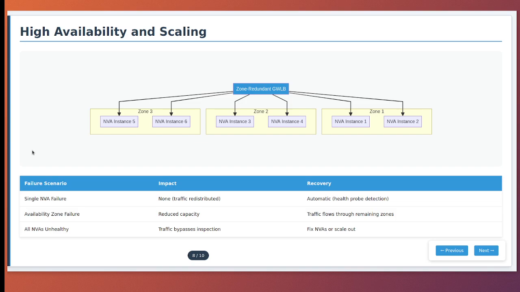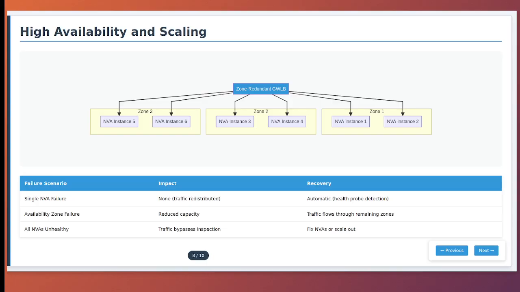The scaling model for GWLB is elegant. The Gateway Load Balancer itself scales automatically. You do not need to worry about its capacity. It can handle up to 10 million flows per second without any configuration on your part. The scaling bottleneck, if any, will be your NVAs. That is why choosing the right NVA size and count is crucial.